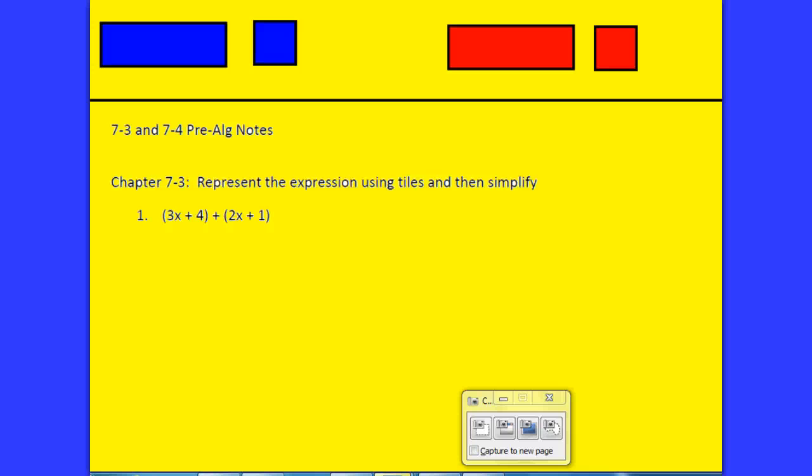Hello students and welcome to chapter 7. We are going to be looking at sections 7.3 and 7.4 here. Today, this is a good place I think to combine both of those together.